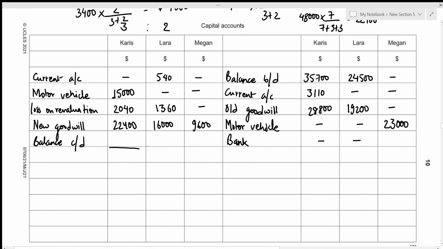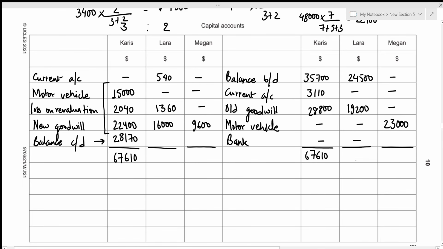All right, so in order to do so, we need to first total the credit sides for Karis and Lara. So for Karis, that's going to be 35,700 plus 3,110 plus 28,800, which gives the total to be 67,610. It should be equal to the debit side. Now, to figure out this balancing figure, we just need to subtract all these amounts from the total amount. So that's going to be 67,610 minus 15,000 minus 2,040 minus 22,400, which gives the balance c/d to be 28,170 for Karis.